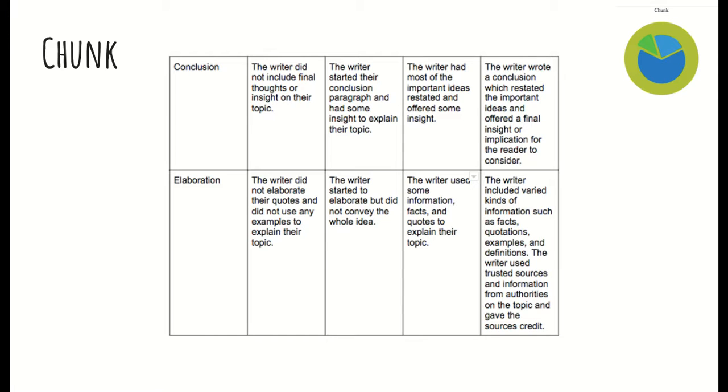Now, if we want a 4 from our conclusion, the writer wrote a conclusion which restated the important ideas and offered a final insight or implication for the reader to consider. For elaboration, the writer introduced varied kinds of information such as facts, quotations, examples, and definitions. The writer used trusted sources and information from authorities on the topic and gave the source credit.